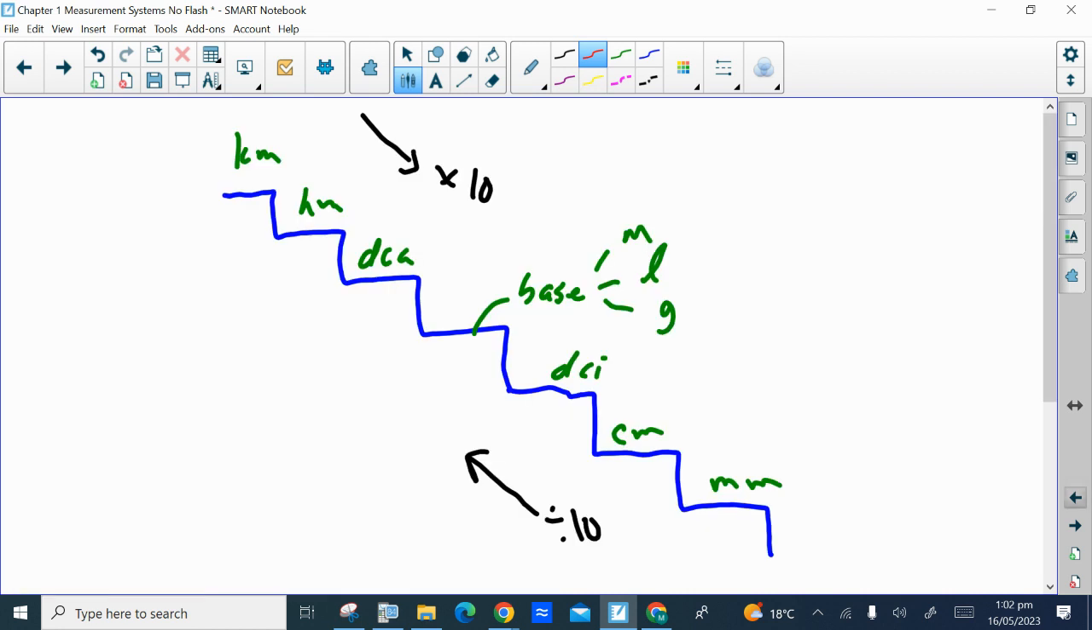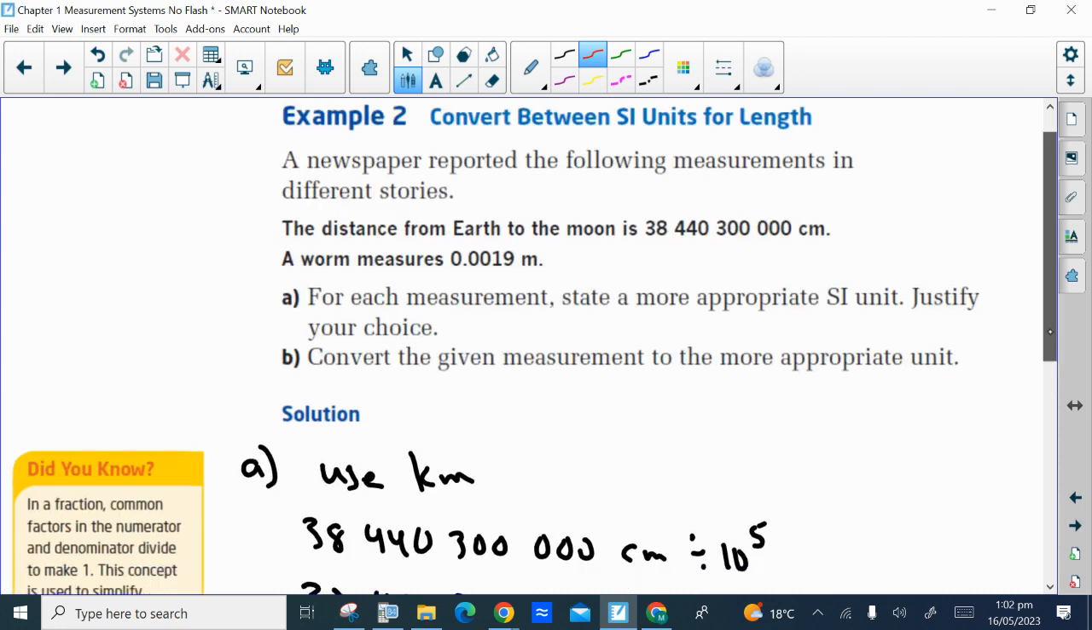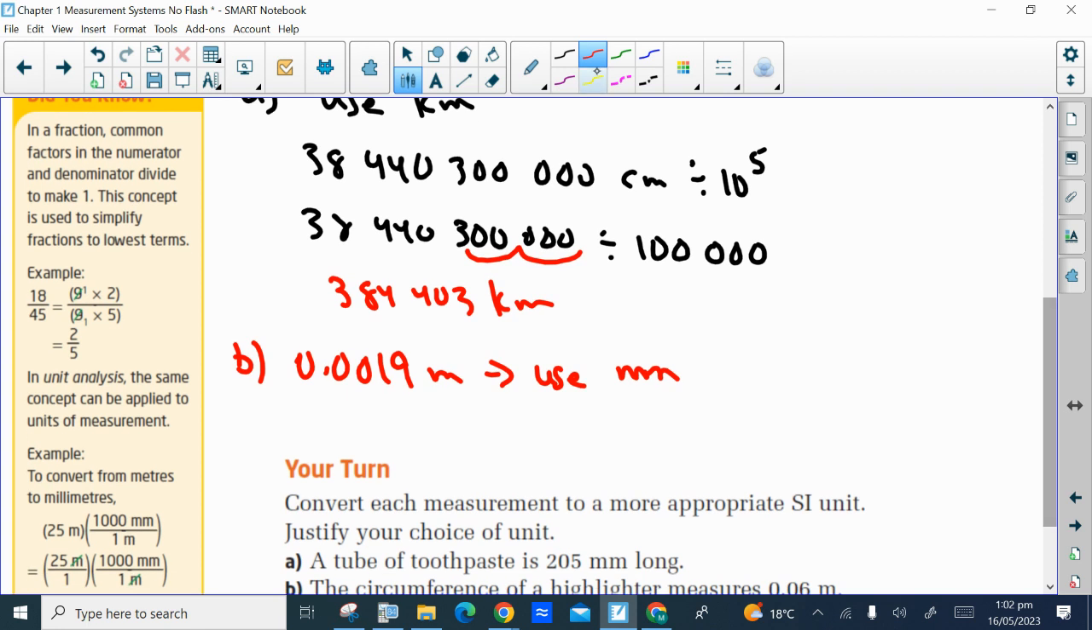So if we look on our metric staircase, from meters down to millimeters, we're going down the staircase, so you're going to multiply by 10 every step you take. So to go from meters down to millimeters, you're going down 1, 2, 3 steps. You're going to multiply by 10 to the power 3. So we will take this 0.0019 and multiply by 10 to the power 3. 10 to the power 3 is 1,000. It's 1 with 3 zeros.